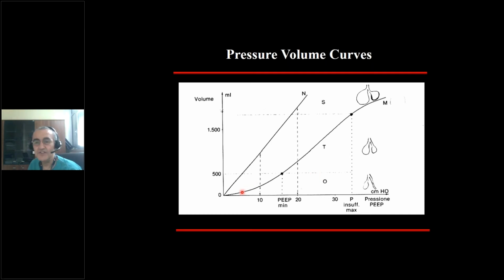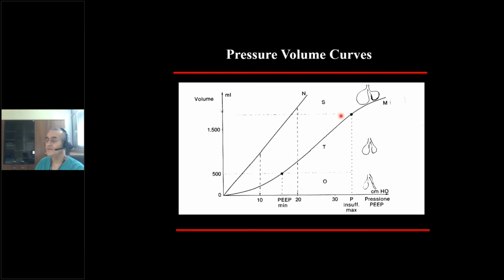And we construct a pressure volume loop. This is the normal pressure volume loop of a normal subject under general anesthesia. This is a pressure volume loop instead of a patient with an ARDS. They are very different. As you can see, you can find a lower inflection point, in the vast majority of cases, and an upper inflection point.